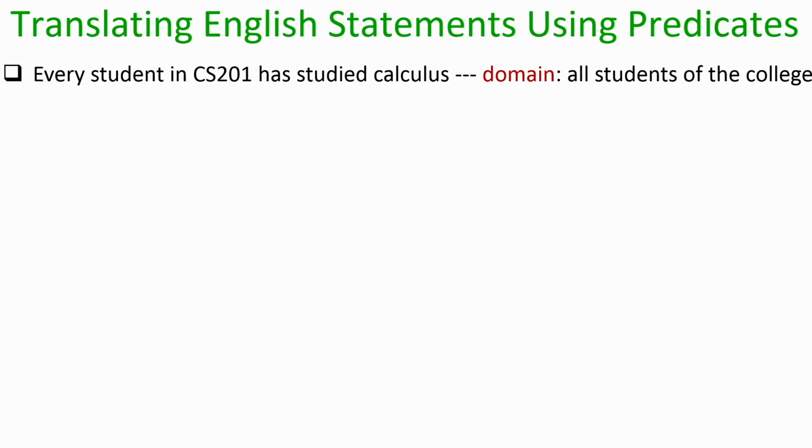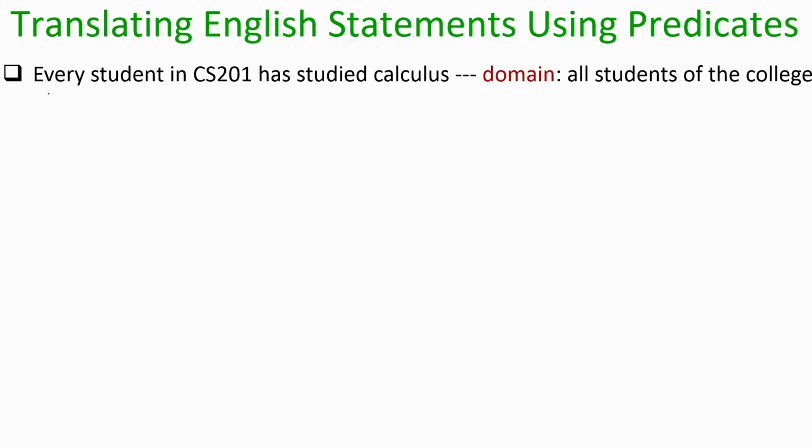So, let us begin with an example where we are given an English statement and we want to represent it using predicates. We will be encountering this situation again and again, where we will be given English arguments and then we have to verify whether they are logically correct or not, and for that we have to convert those English statements in the predicate world. So, the example that we are considering here is the following.